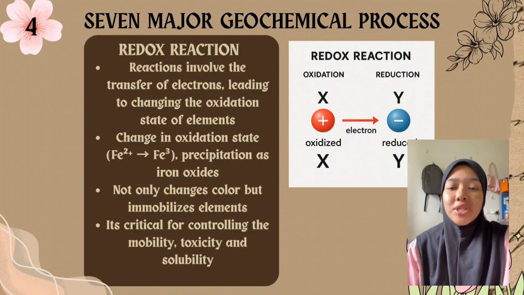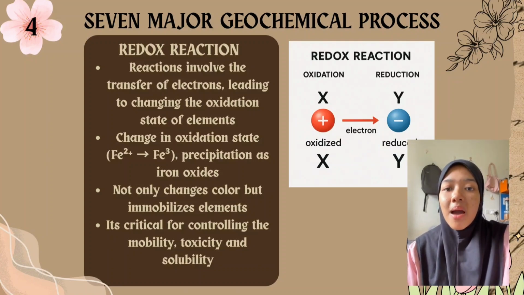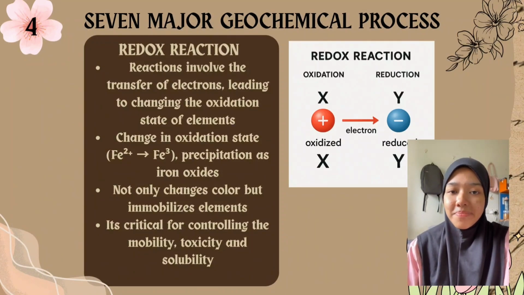In oxygen-rich environments, metals like iron oxidize from soluble to insoluble, precipitating as iron oxides such as hematite. This not only changes the color of rocks and soil, often producing red and yellow hues, but also immobilizes elements that would otherwise be mobile.